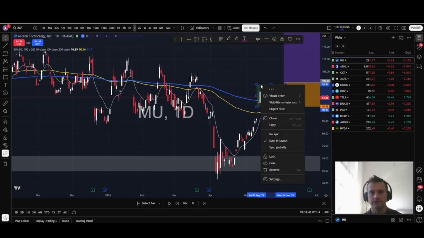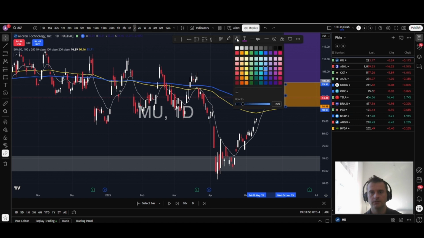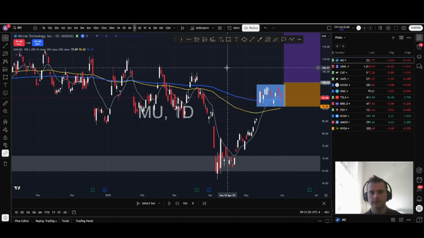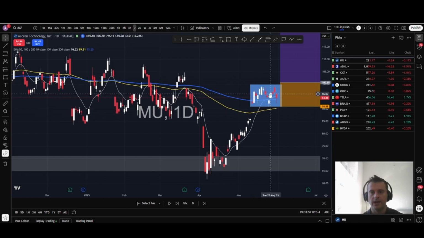Hopefully it's visible. If it's not, let's just change the color very quickly. Get blue. Change the transparency. There we go. So we have a consolidation. We have the price above. The confirmation happens when the price gets above and departs from the consolidation, obviously upward.